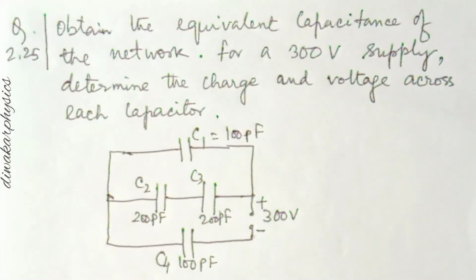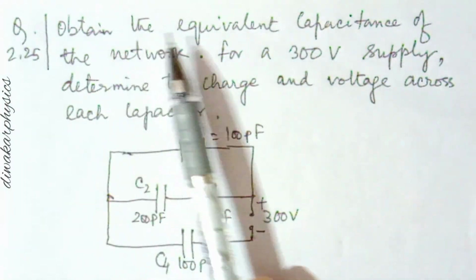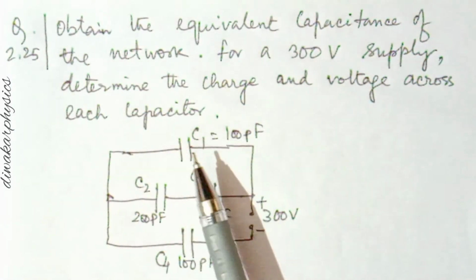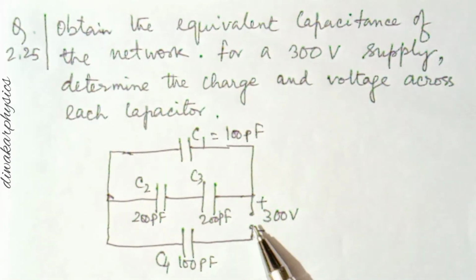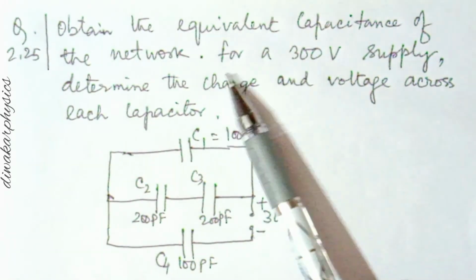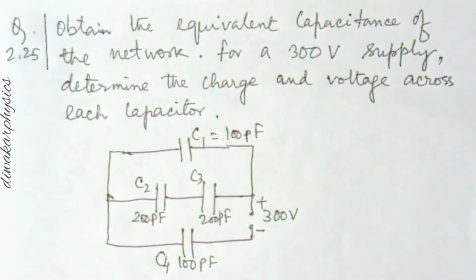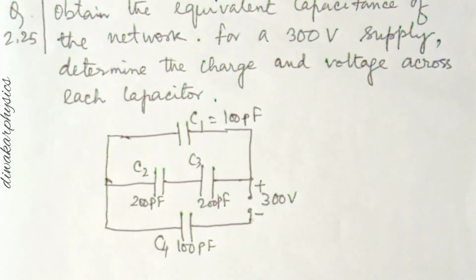This is from the NCERT textbook, question number 2.25. Obtain the equivalent capacitance of the network given here. Four capacitors are given, and the source voltage is given across these points. Then for a 300 volt supply, determine the charge and voltage across each capacitor. So how will you go about it?